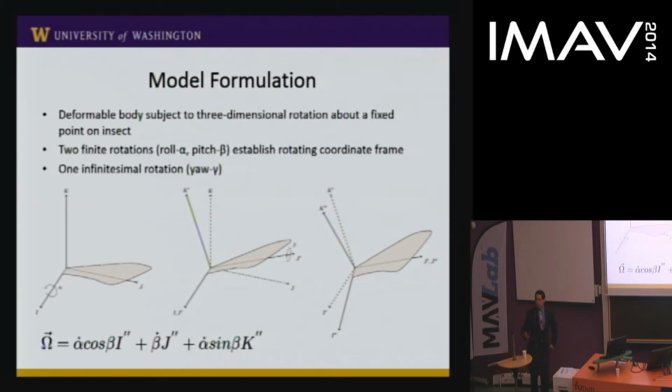So the third rotation that we've implemented is this yaw rotation, which I've unfortunately forgotten to draw on the figure, but this is going to occur about the K double prime axis here. And basically, this will not be considered in the rotating reference frame. It's considered very small. And what this allows is that the wing can really yaw within the rotating reference frame.